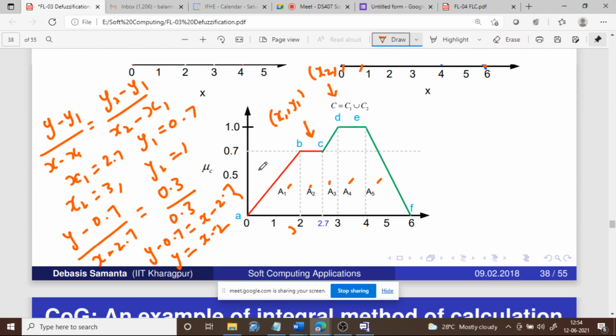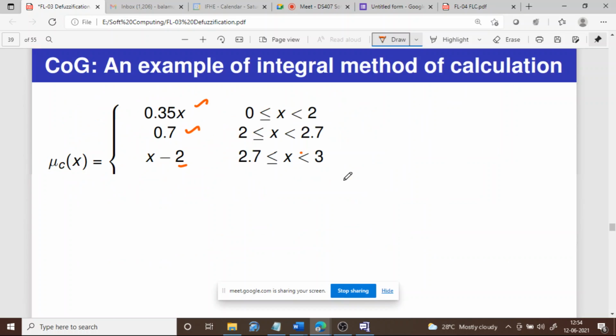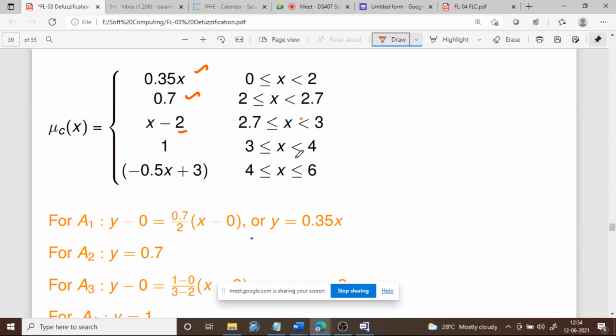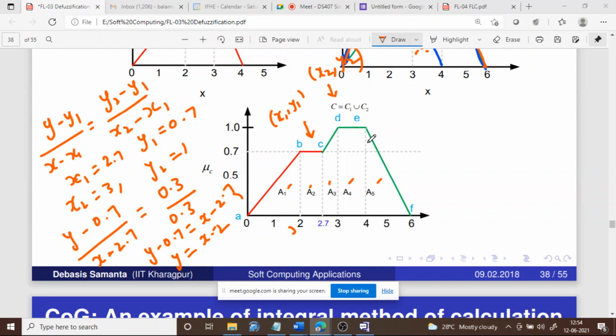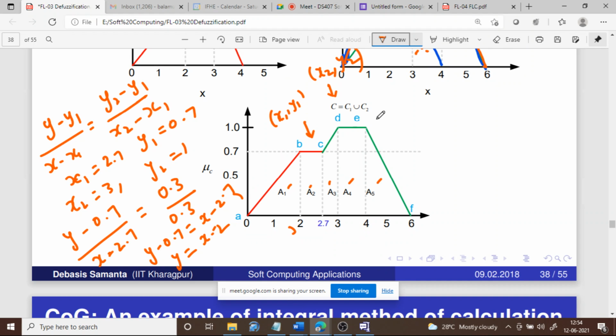Next, for the range between 3 to 4, the y value is 1, which is directly visible. So for x between 3 to 4, y is 1. And for this line again you can calculate. Now this is x1 y1, and this is x2 y2.